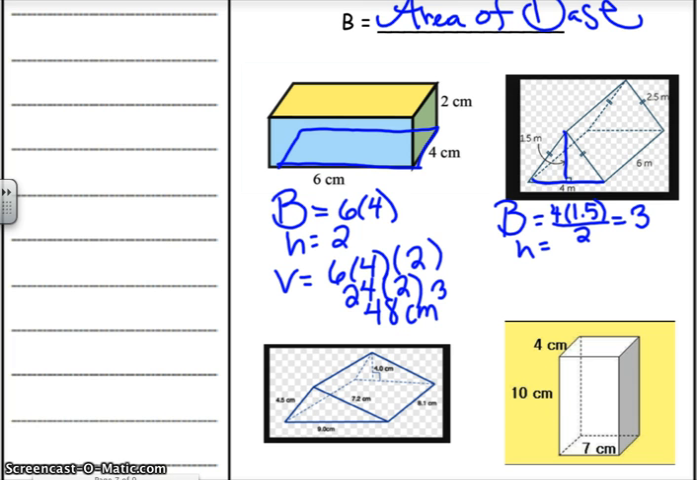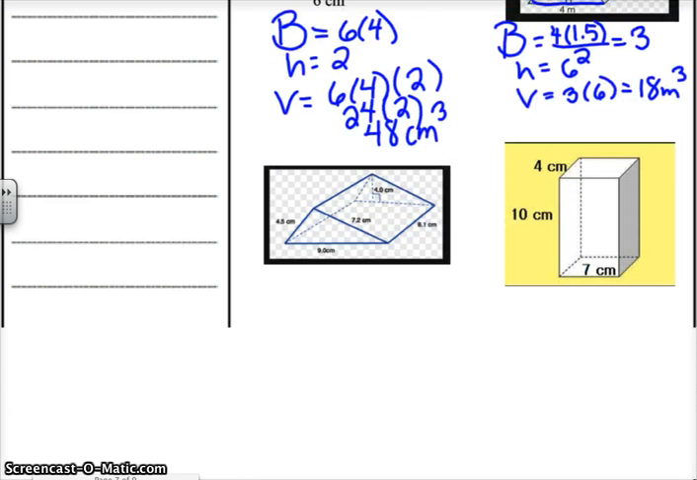H connects the two bases, so my H is my 6. So my volume is equal to 3 times 6, which is 18 cubic meters. Okay, we have another circle example. Just kidding, triangle example.